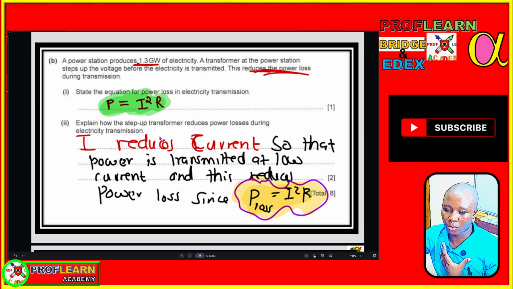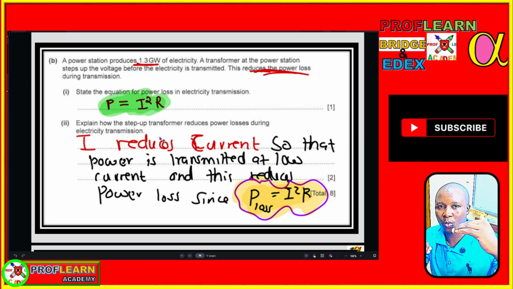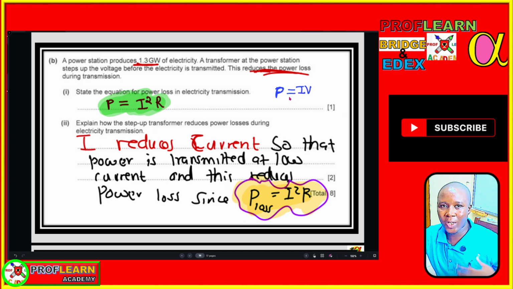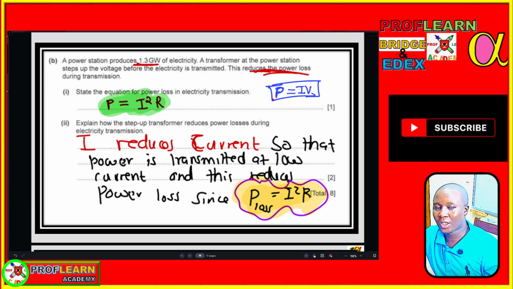Candidates were supposed to answer how a step-up transformer reduces power losses. Remember, a step-up transformer increases voltage, and when voltage is increased, current decreases. One of my candidates was asking me how does that happen? Remember, power of electricity is equal to IV, right? When electricity is generated, it has a given power, which is IV. So when you use a transformer, what is changed is only the voltage.